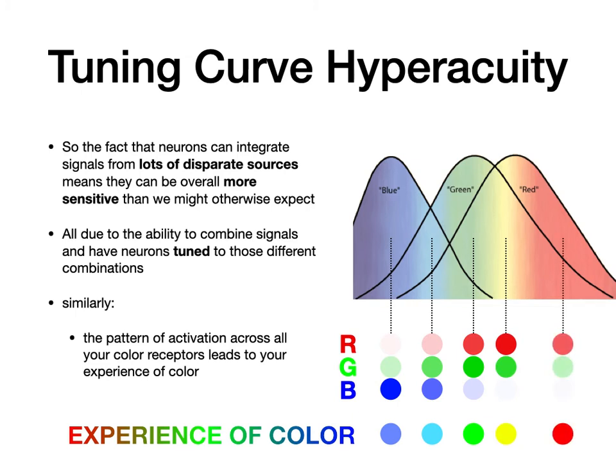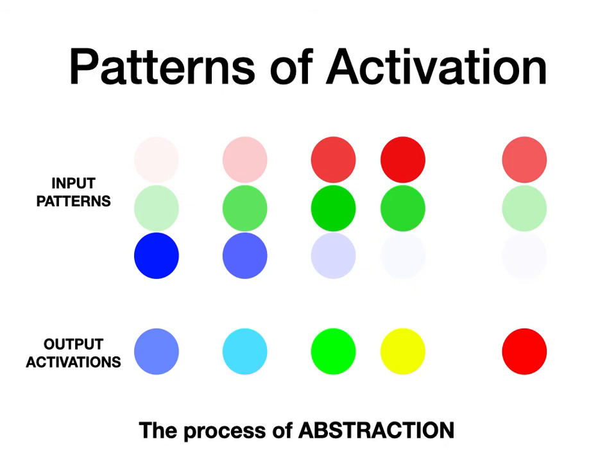This is a very important image, I think, for you to understand. The idea that patterns of activation can be combined into something more than just what they were, right? So this set of patterns of activation are key to producing the output values of this color experience. This is the process of abstraction, which will come up again momentarily.